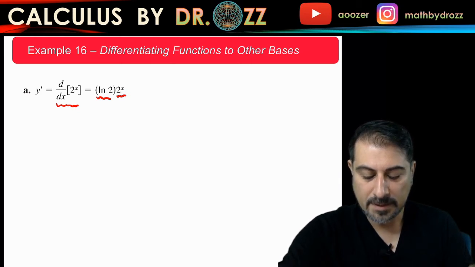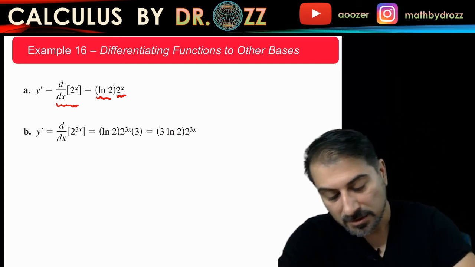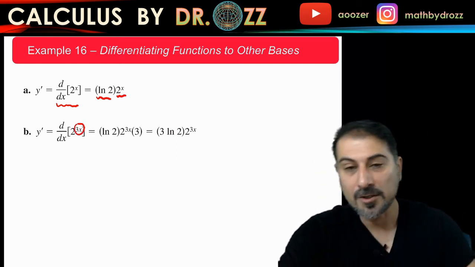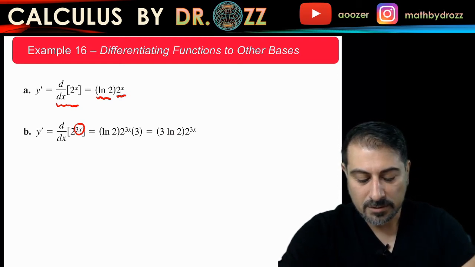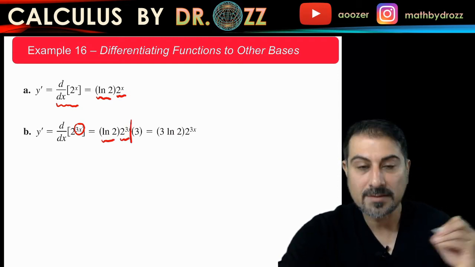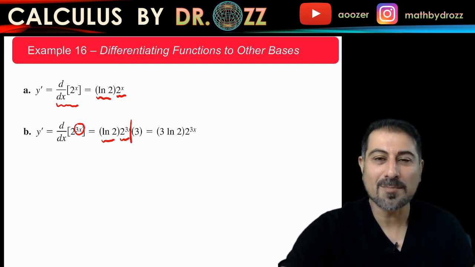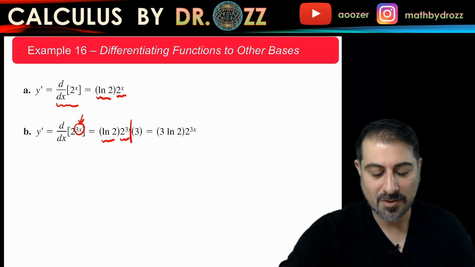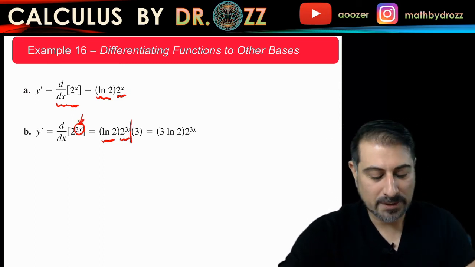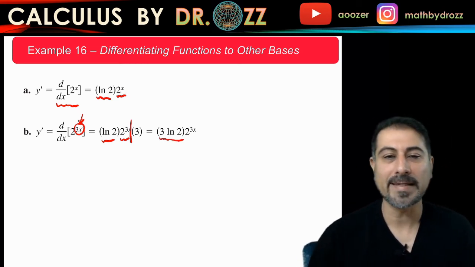And the second example is d/dx of 2 to the power of 3x. So this time the power is a function of x. So the derivative of that is, well, ln 2 times 2 to the 3x. So far, everything is good. And we have to multiply this by the derivative of the power, which is 3. So bringing all together takes you to 3 ln 2 times 2 to the 3x.